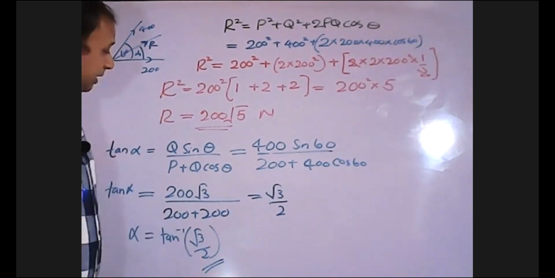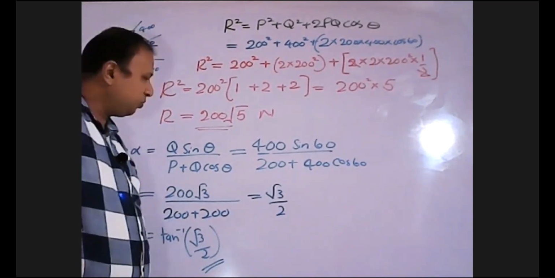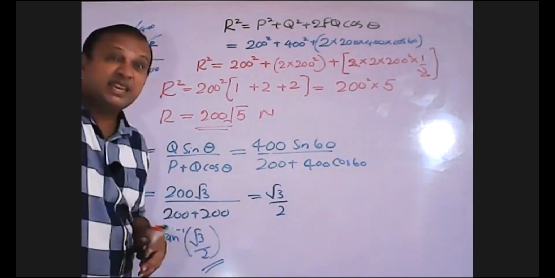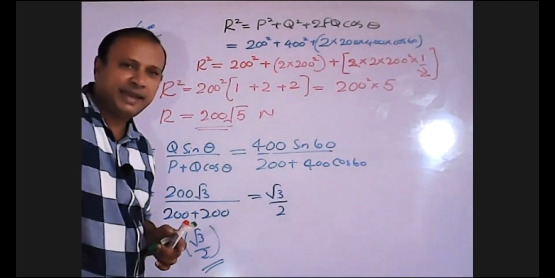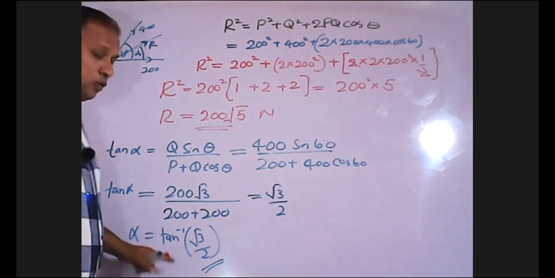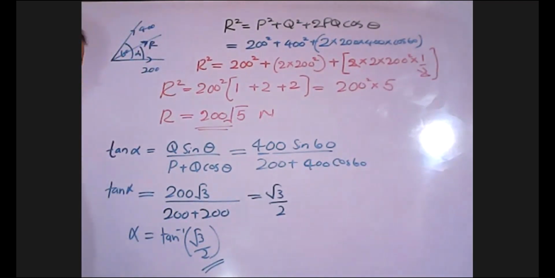Tan inverse root 3 over 2. Sin and cos can have root 3 over 2, but tan does not. Therefore, I cannot decide the exact angle. Okay. Then you can write it as alpha is equal to tan inverse root 3 over 2.